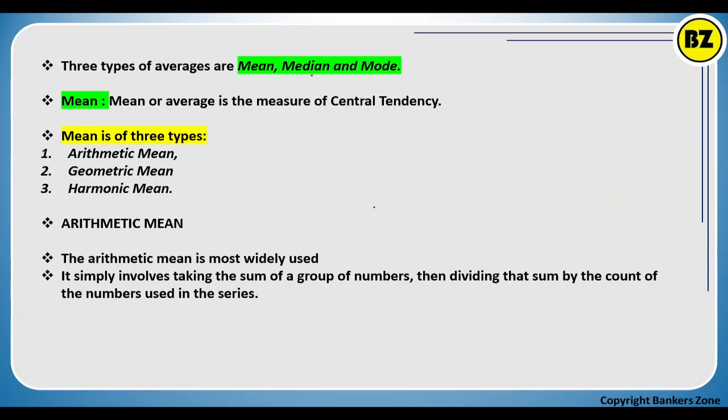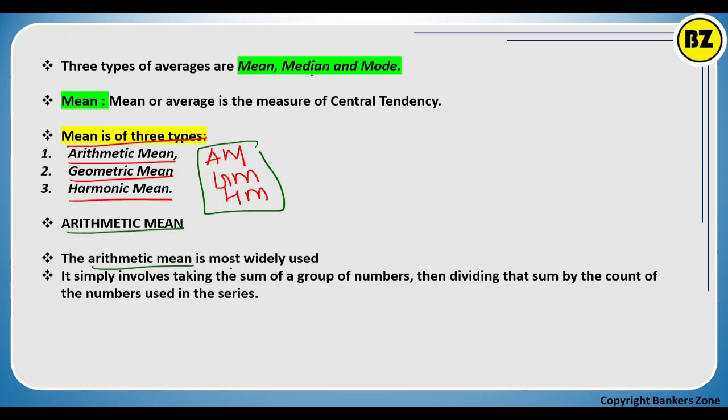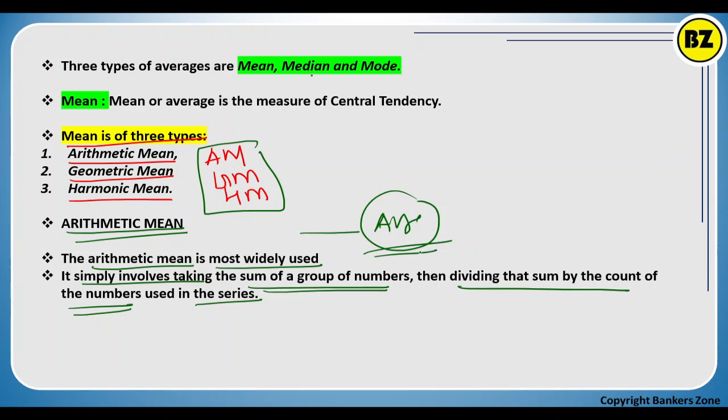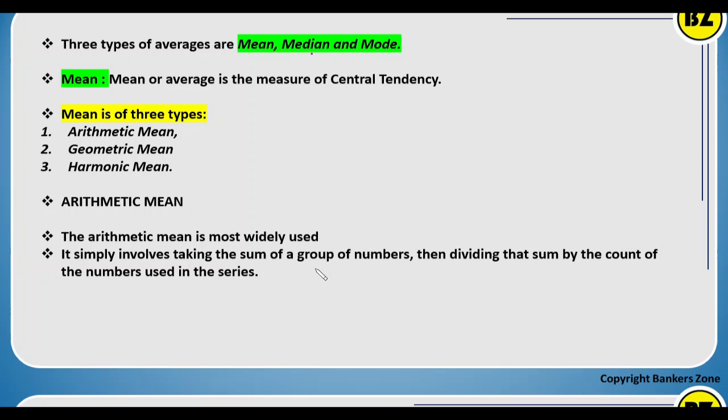So very easy. We know mean has three types: arithmetic mean, geometric mean and harmonic mean. Three means we are having. Now see, arithmetic mean is the most widely used and simply involves taking the sum of the group of numbers and dividing the sum by the total count of numbers used in the series. So arithmetic mean is simply the average you calculate. It is the very basic type of mean. Whatever average we calculate is a part of the arithmetic mean. Through problems you will get it further.